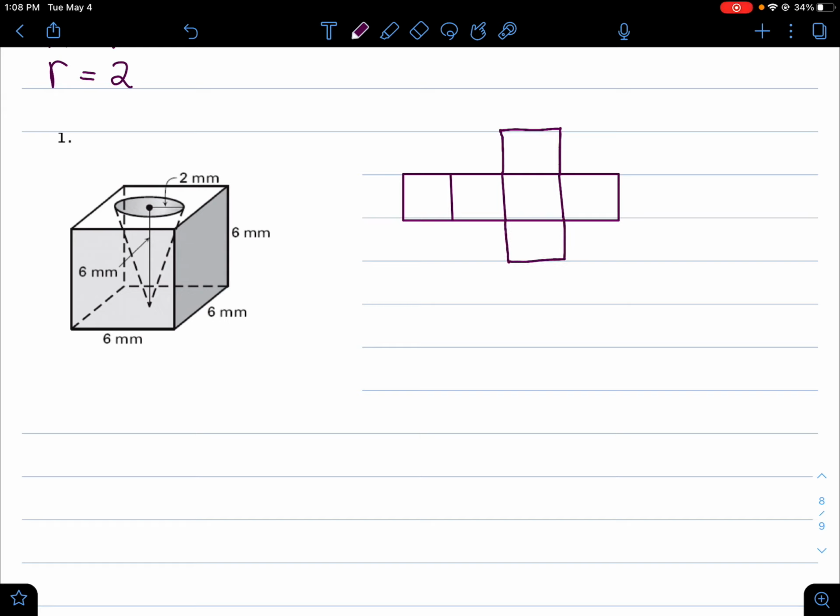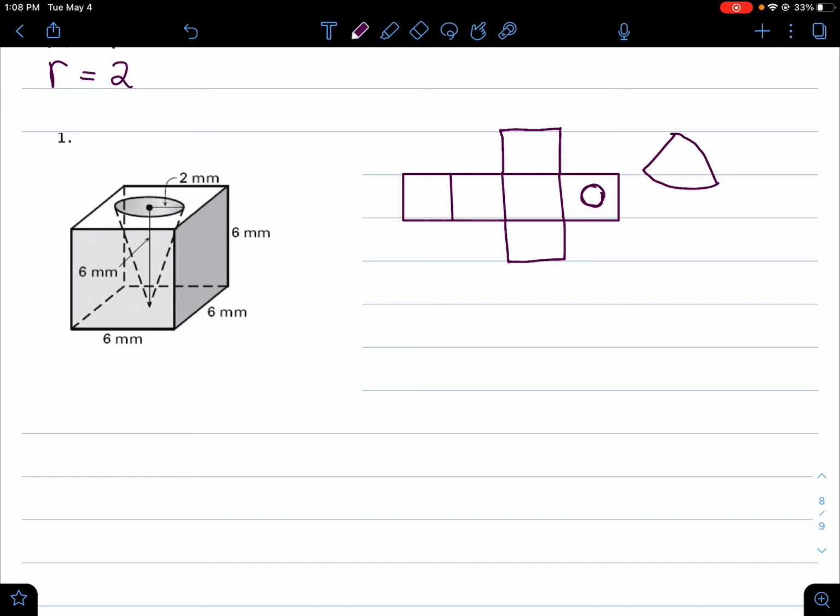So this is the net of a basic cube. But in our cube, this top right here is cut off. So we're going to have to find the total surface area of our cube minus this hole right here. Not only are we going to have to subtract this hole, that circle on top, we're going to have to add in the surface of the sides of our cone. So what that looks like is we're going to have to add in this.